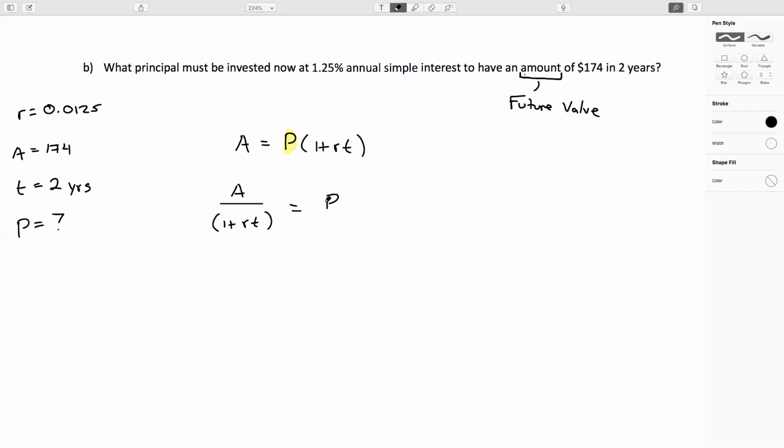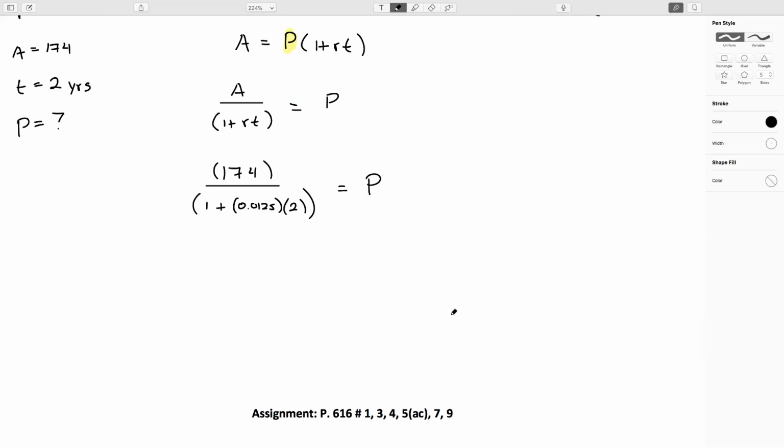Plug in our numbers. We have a future value of $174. We're going to divide that by 1 plus 0.0125 times time, which is 2 years. If you're more comfortable, you can calculate the denominator separately and then do a second calculation. That might be easier when you're just starting out with this stuff, but remember that the more times you do that, the more times you're going to round your numbers, which means you're more likely to end up with an inaccurate number at the end. The less calculations you do, the more accurate your number is going to be because you're not rounding.